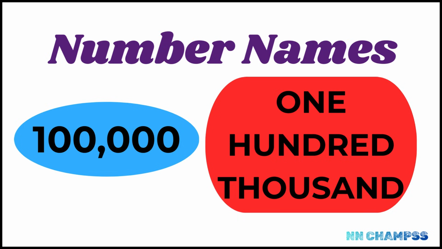If I add 5 zeros, then the number name is 100,000. O N E, 1, H U N D R E D, 100, T H O U S A N D, 100,000.